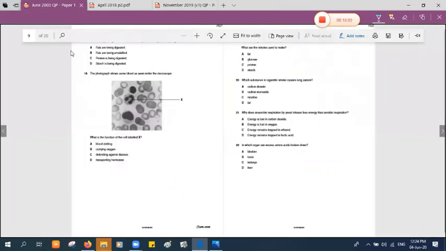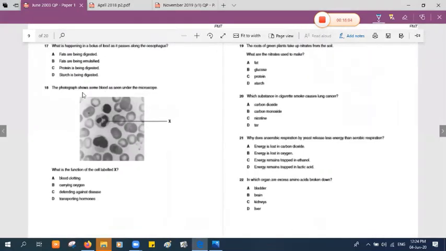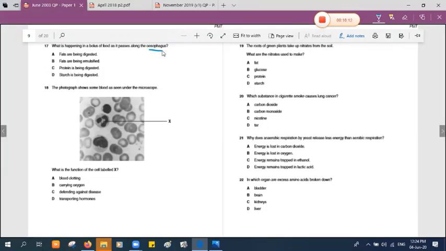Question 17. What is happening to a bolus of food as it passes along the esophagus? Okay, as it passes through the esophagus, of course, this bolus, or the part of the digested food, starch is being digested because of saliva, or the amylase enzyme, which came from the mouth. 18.